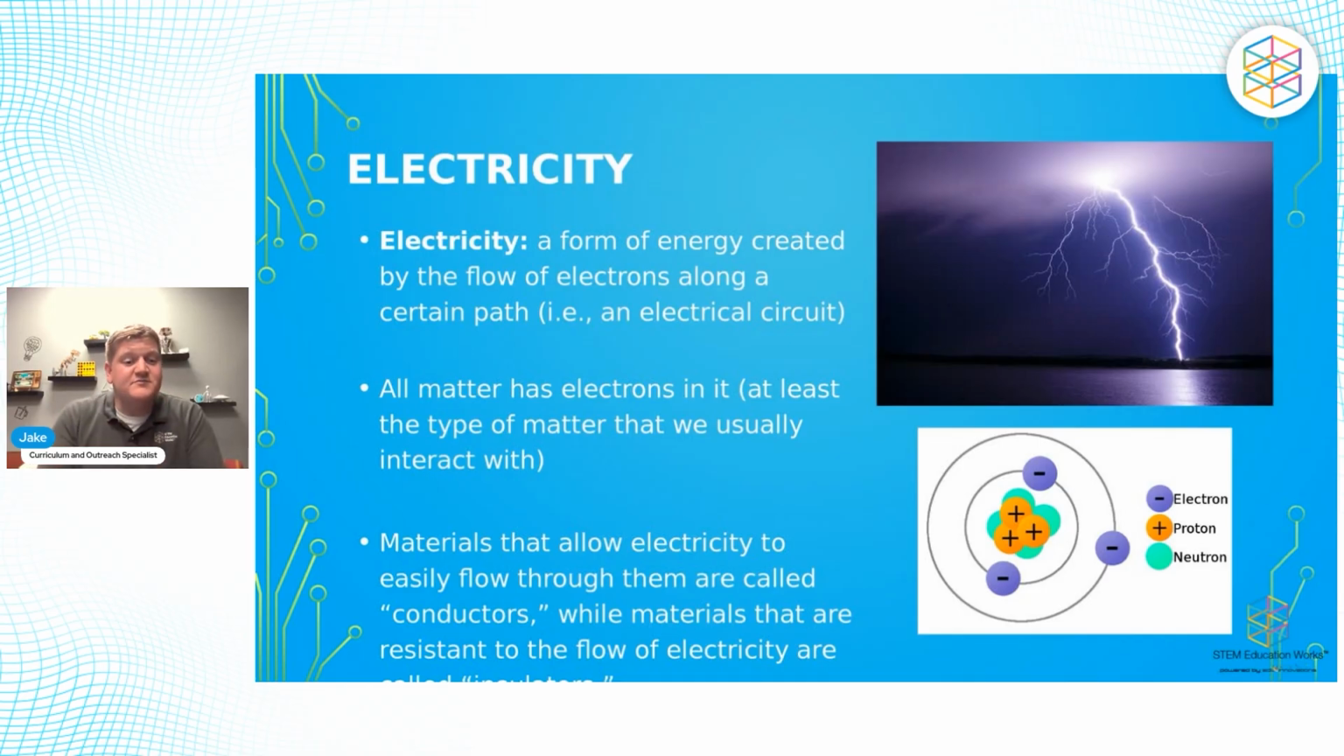And speaking of certain materials, there are some materials out there that allow electricity to flow through them very easily. We call those conductors. And materials that don't allow electricity to flow through them very easily, think of things like plastic or wood, we call those insulators.